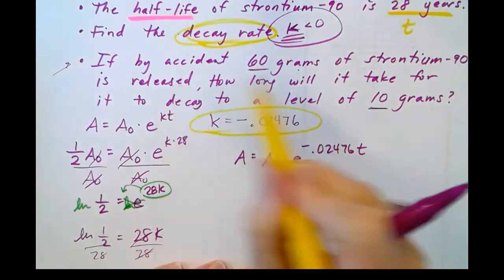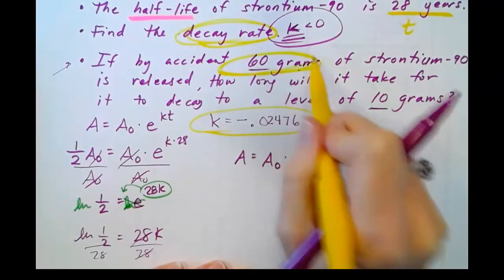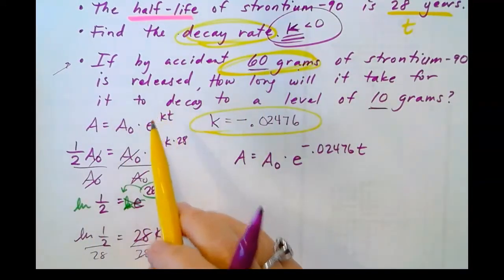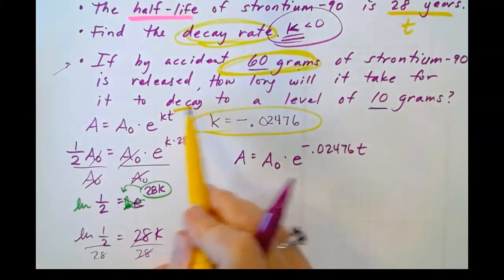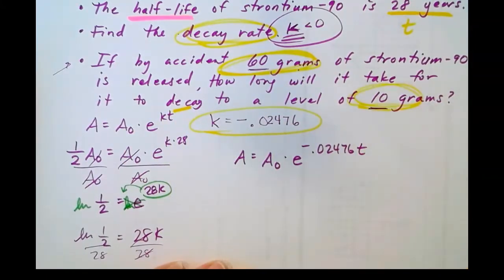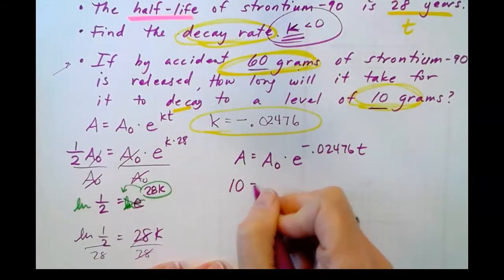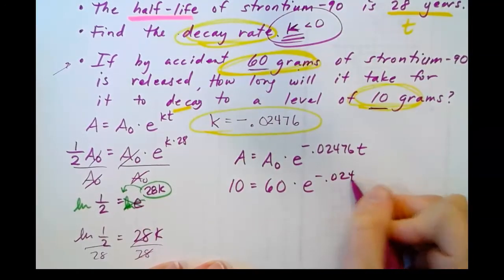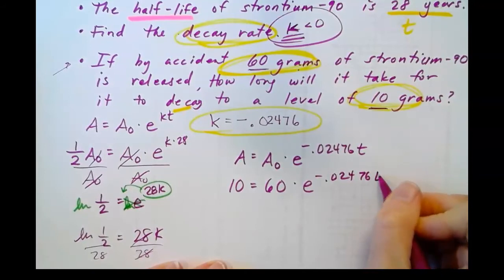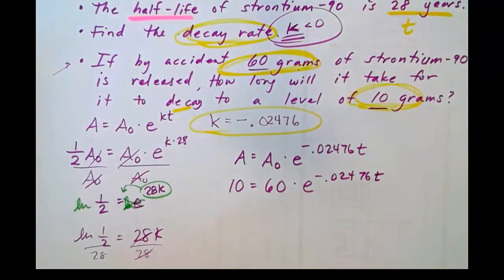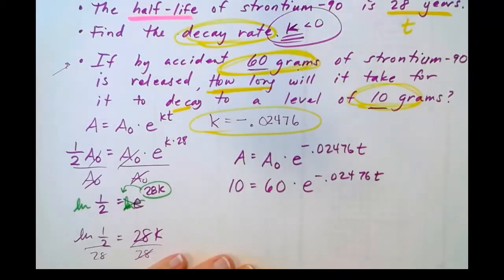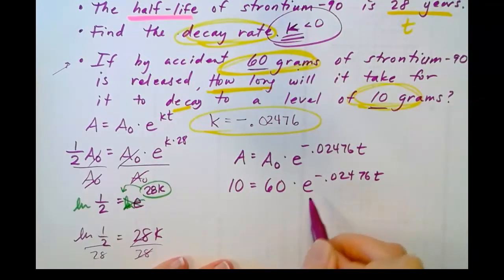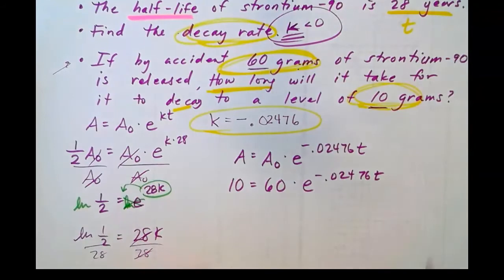So once again, our initial amount is going to be 60 because by accident 60 grams is released into the atmosphere. We want to know how long is it going to take to decay to a level of 10 grams. So we want 10 grams to be left after an initial amount of 60 is released. So this is what your equation should look like. And once again, when the question says how long, we are solving for t. So start by doing inverse operations to isolate the t.